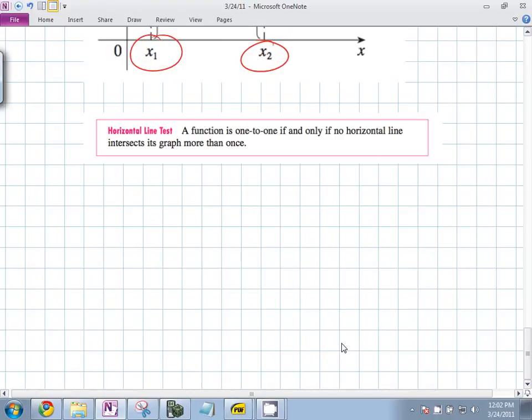How many horizontal lines do you need to prove that something is not one-to-one? Just need one. Could you have an infinite number? Could you have 7? Absolutely. You could have as many as you want or as few as you want. But as long as you have just one, it is not one-to-one. What about some examples here?